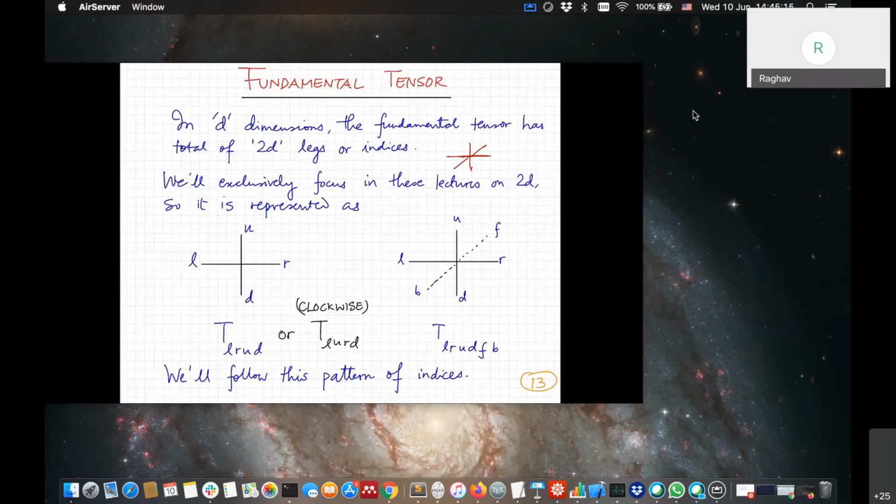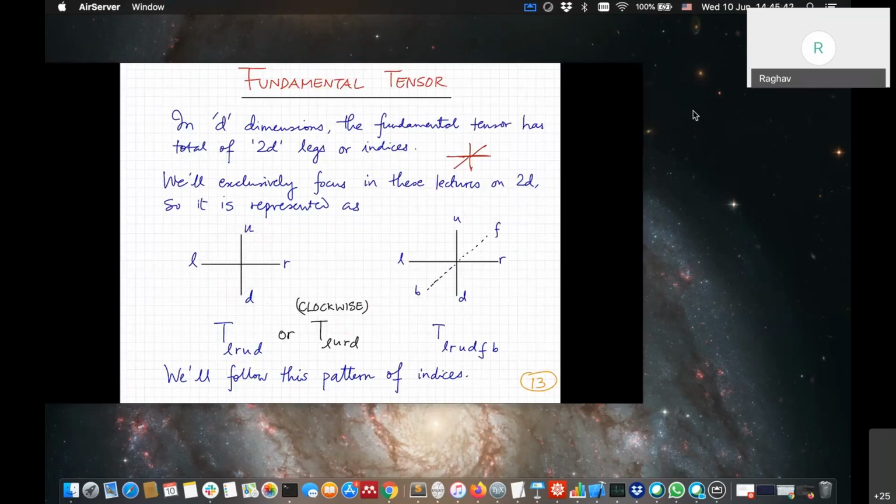The way we denote this tensor, a rank 4 tensor, is by writing LRUD. So left, right, up, down. Or we can also use the clockwise notation, which, starting from say 9 o'clock, will give you LURD, right? And similarly for this, LRUDBF, or whatever way you want to orient that.